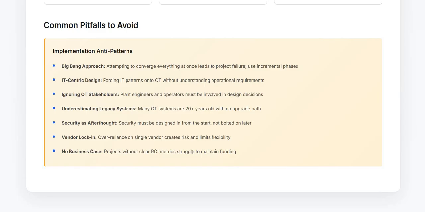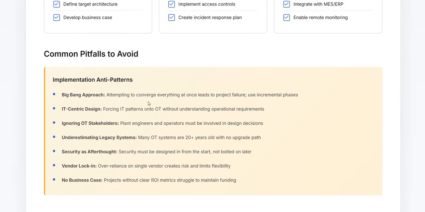And here, pitfalls. It helps to know what to avoid. Trying to change everything at once usually fails. Forcing office patterns onto production ignores timing constraints, and excluding plant staff leads to fragile designs. And underestimating older equipment causes delays. Treating protection as an add-on increases cost later, relying on one supplier limits options, and skipping a business case weakens long-term support.